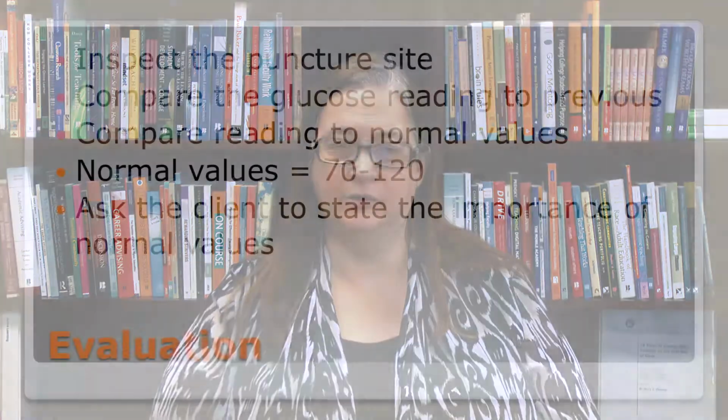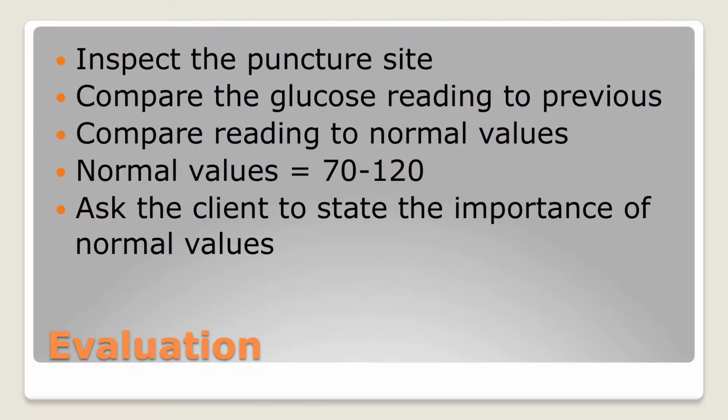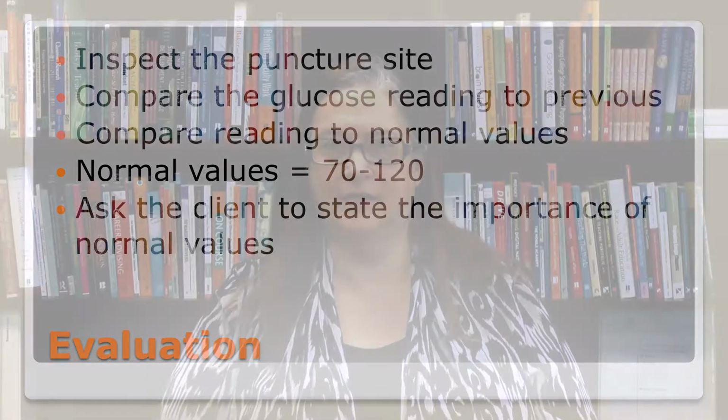Evaluation, you're going to inspect the puncture site, compare the glucose readings to previous ones. What's the normal range for this patient? We know what the normal values on average are, 70 to 120. That's what you're looking for. 70 to 120 is your range that you're expecting. But that might not be where this patient lives.